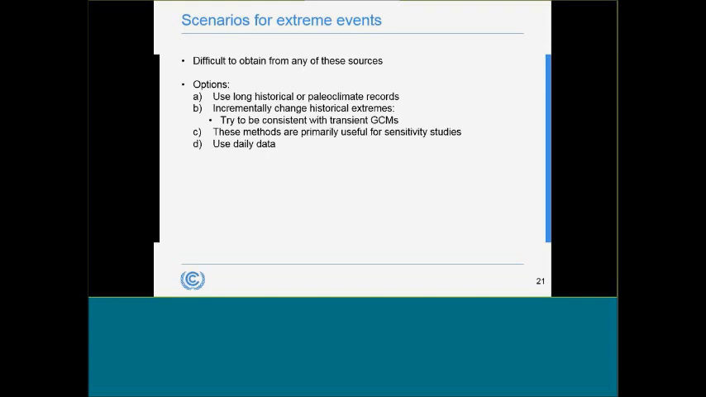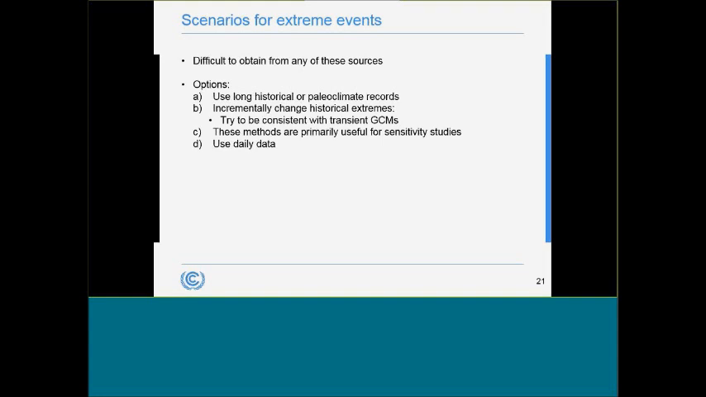So another thing, a lot of interest in extreme events. This is harder to do. Models tend to be better at averages. They're less good at extremes. You have to be careful about that. One approach is, first, you should use as long a historical record as possible, or even, if you can get information from paleo records, for some extremes you may be able to. There are ways of making incremental changes in historical extremes consistent, say, with the GCMs.